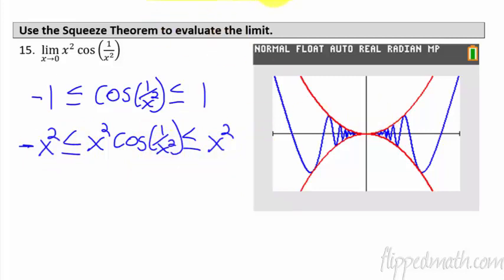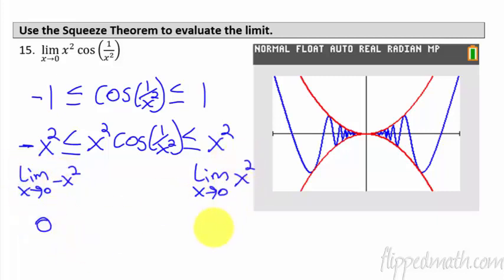So what we do is we take the limit as x approaches 0 of negative x squared. And we take the limit as x approaches 0 of positive x squared. So what's the answer to this one? Well, that's easy. It's 0. What's the answer to this one? That's easy. It's 0. Therefore, by use of the squeeze theorem or the sandwich theorem, if the one that's smaller and the one that's bigger are the same thing, 0, then the one that's in between them must also be 0. That's how we get our answer.